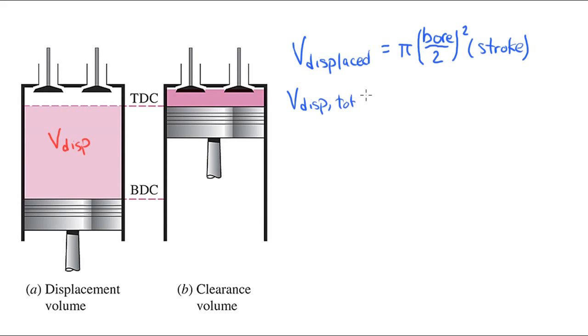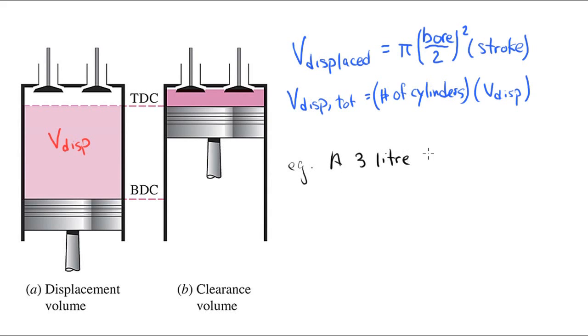The total displacement volume is equal to the displacement volume for one cylinder multiplied by the total number of cylinders in an engine, usually ranging between 3 and 12 cylinders. So for example, if an automotive engine specifies that it's a 3-liter V6 engine, that means that the displacement volume per cylinder is 500 cc, or 500 cubic centimeters, which is half a liter.